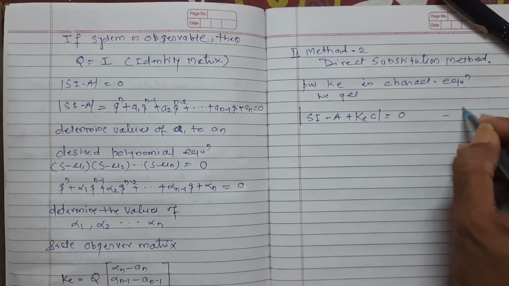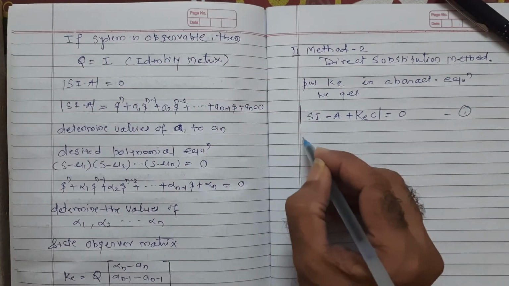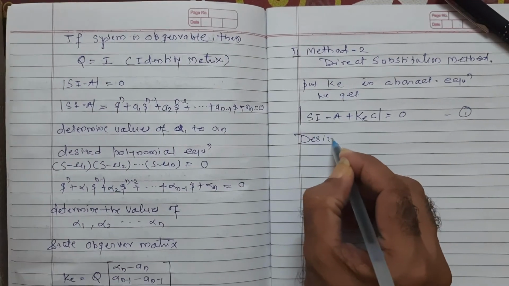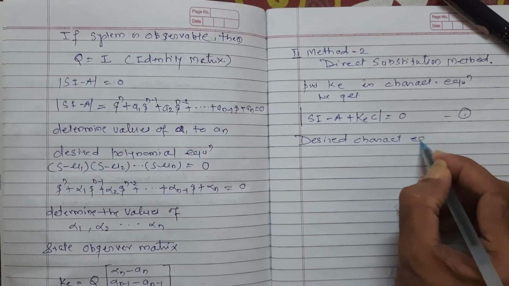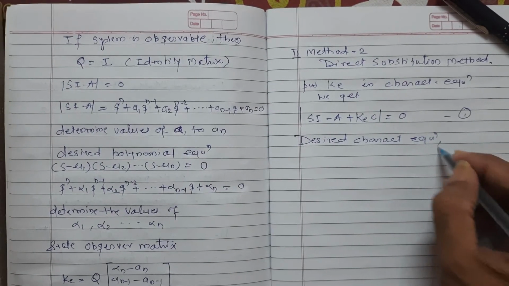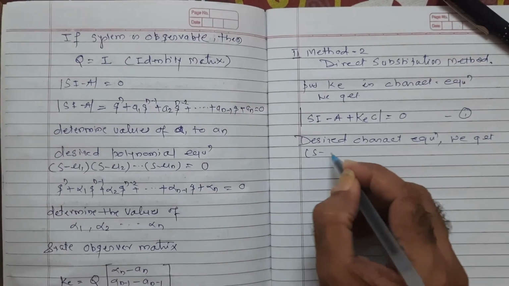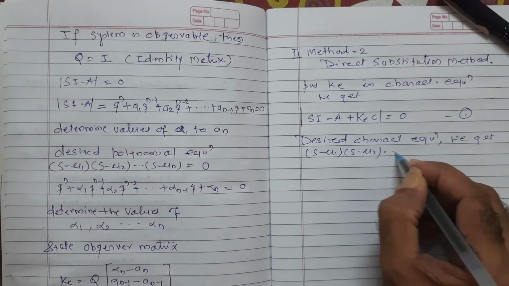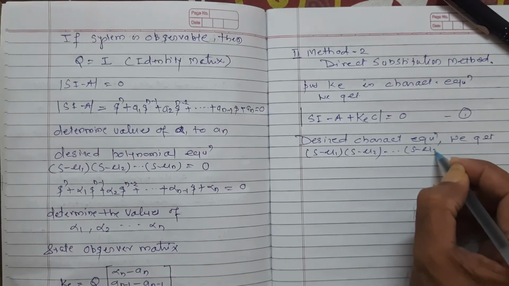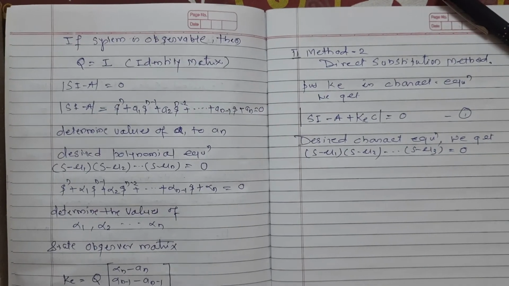So this is my first equation. And then the desired characteristic equation, we get (s minus mu1)(s minus mu2) up to (s minus mu n) equals 0.